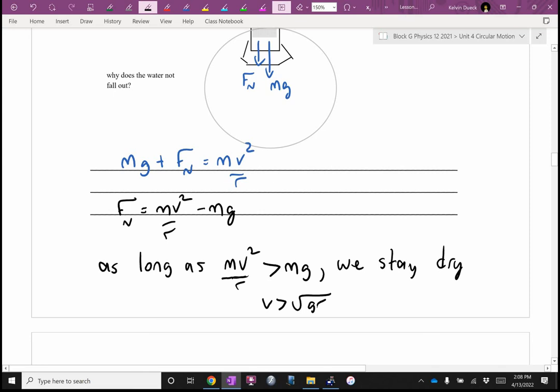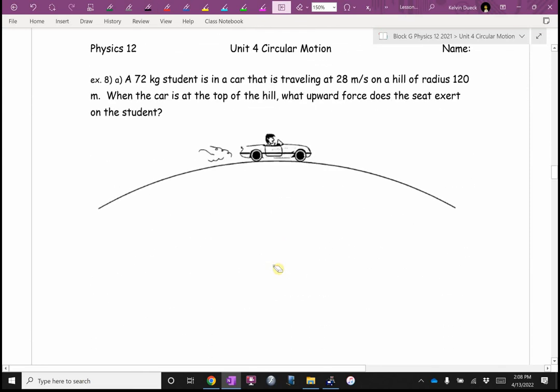Yeah. Good question. I like example 8. Example 8 is a nice question. It's like a car over a ramp. A car is traveling at 28 meters per second on a hill of radius, a circular hill of radius 120 meters. When the car is at the top of the hill, what upward force does the seat exert on the student? What's this question really asking me to find? This is a job for a.